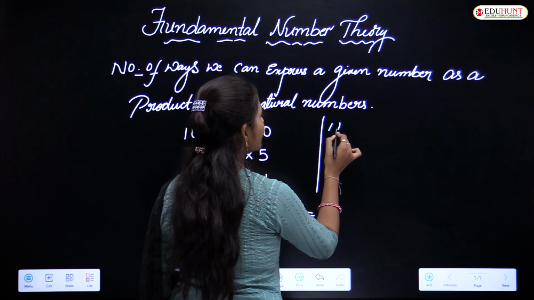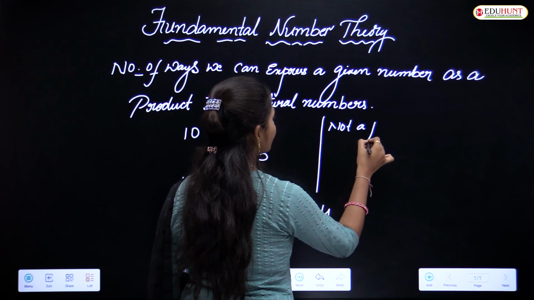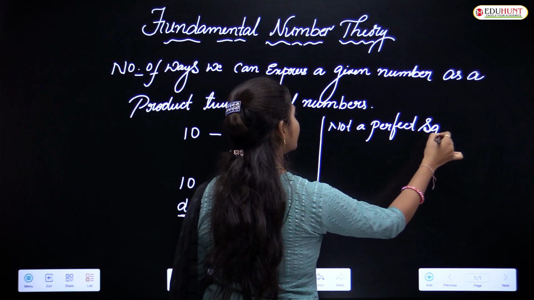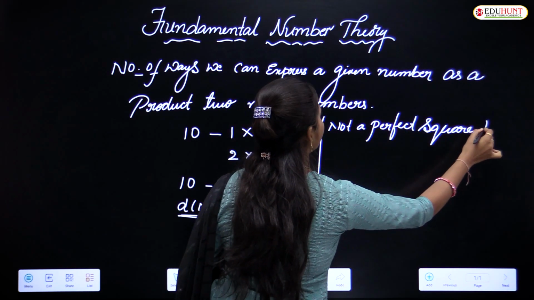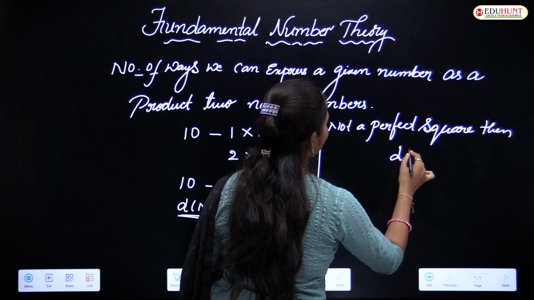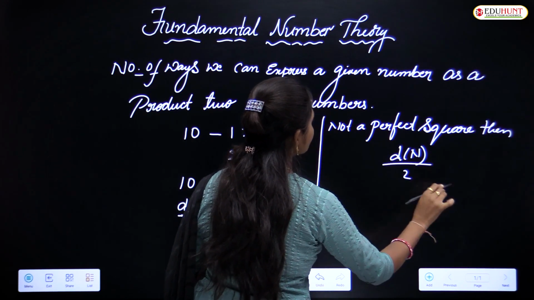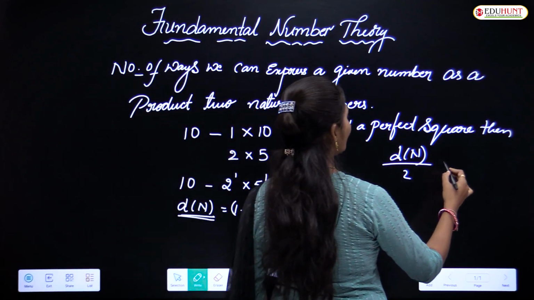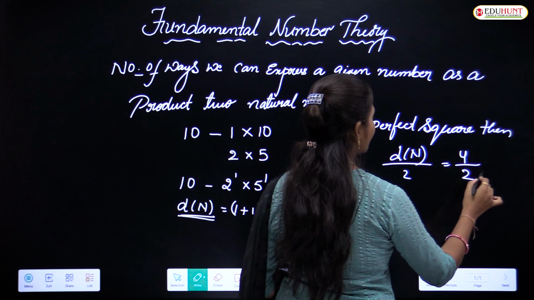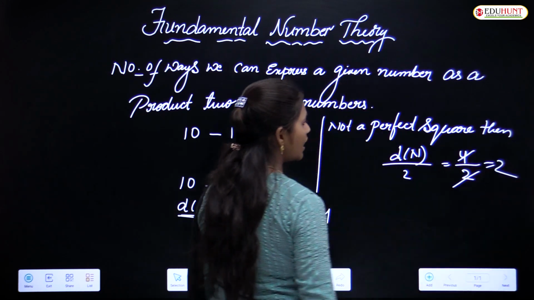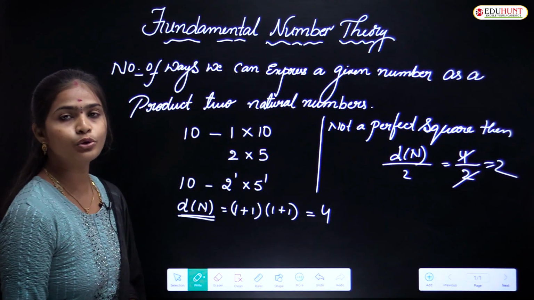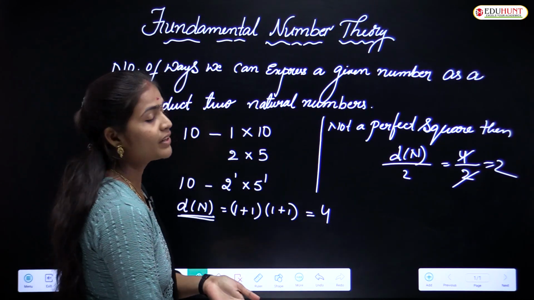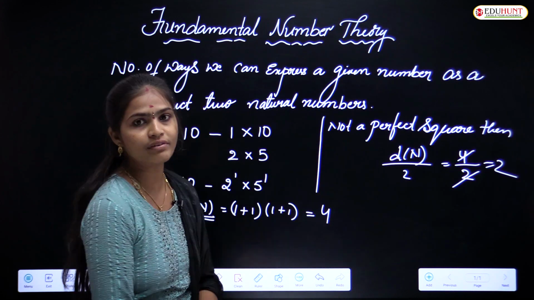If the given number is not a perfect square, then the formula is d of n, number of divisors, by 2. So here the number of divisors is equal to 4, and 4 by 2 is equal to 2. So in how many ways can we express it? In 2 ways. So when it is not a perfect square, the number of ways is the number of divisors by 2.